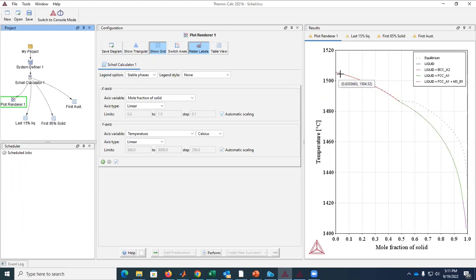So first it's forming delta ferrite up to 0.85% of solidification. We reach the peritectic point. At this point, the material transforms to FCC. So this delta ferrite transforms to FCC plus liquid. It's going to continue solidifying as FCC, which is austenite or gamma, right? Gamma or austenite. So at this point, it starts to solidify.